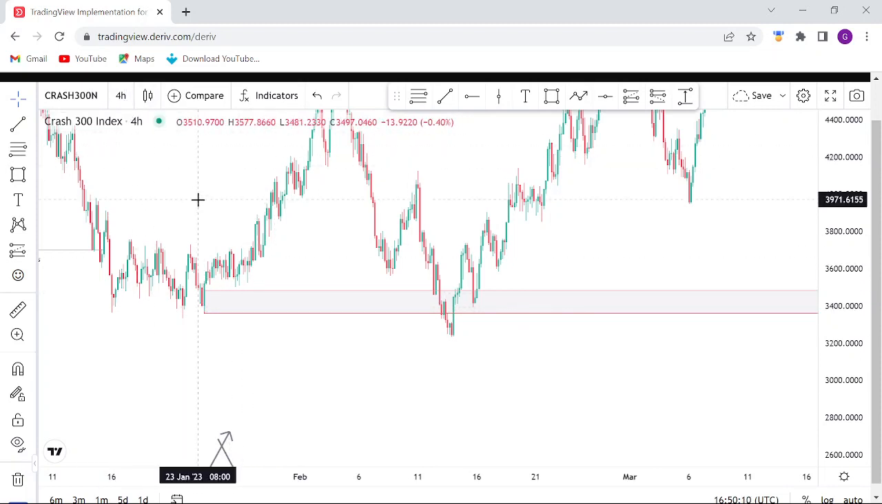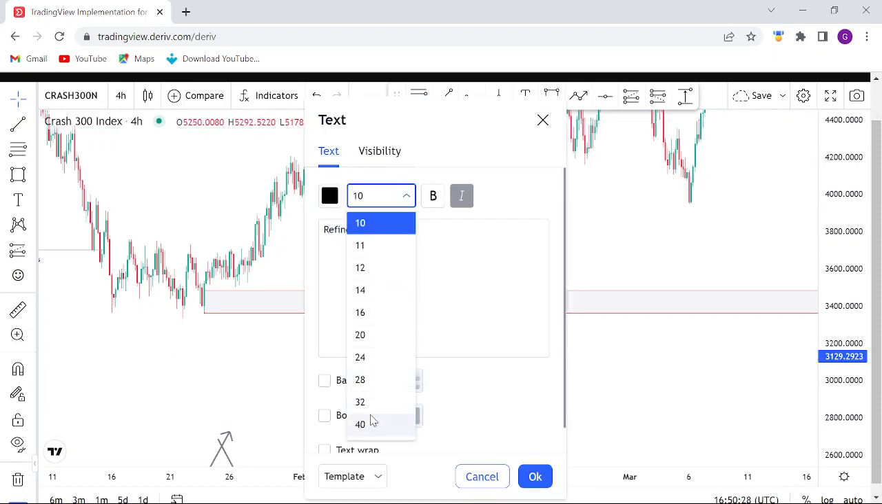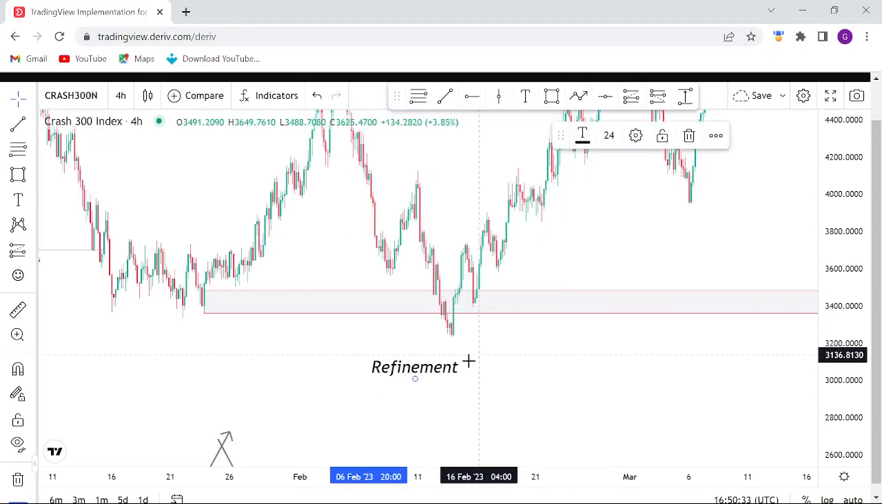So here I would like to explain to you guys what we mean by refinement, because I don't think I've mentioned it to you guys. Refinement simply means refining your order block. That is when your order block has been mitigated already and you cannot find a valid order block, you move to a smaller time frame for you to be able to spot a valid order block there.